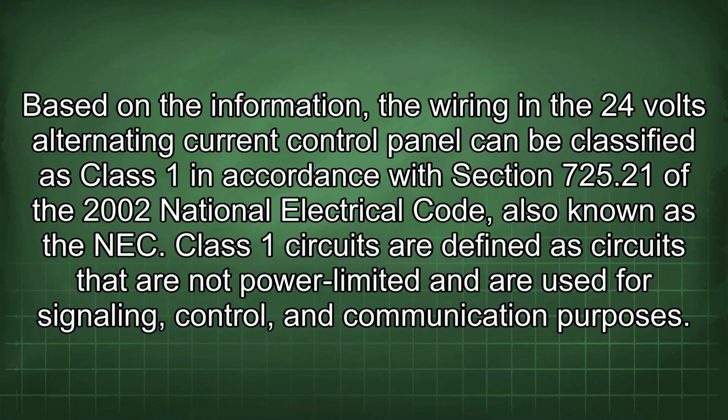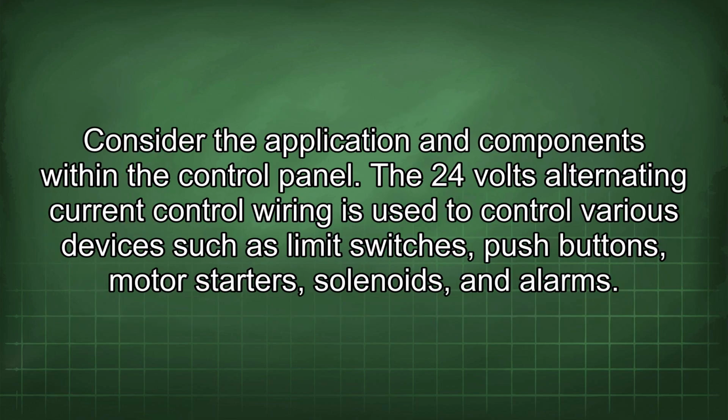Based on the information, the wiring in the 24 volts alternating current control panel can be classified as Class 1 in accordance with Section 725.21 of the 2002 National Electrical Code, also known as the NEC. Class 1 circuits are defined as circuits that are not power limited and are used for signaling, control, and communication purposes. Consider the application and components within the control panel.